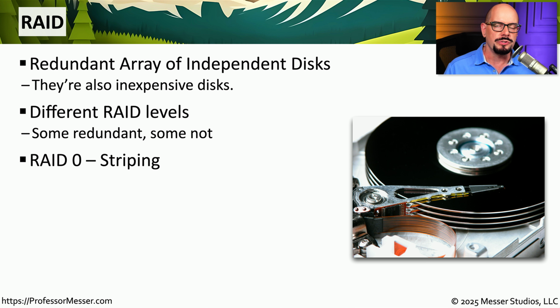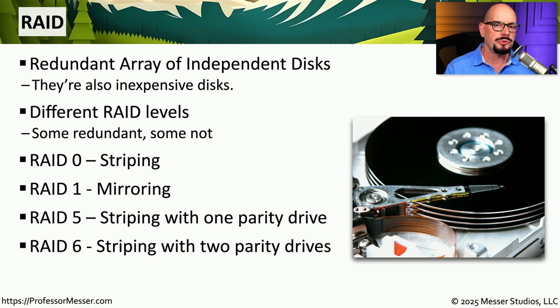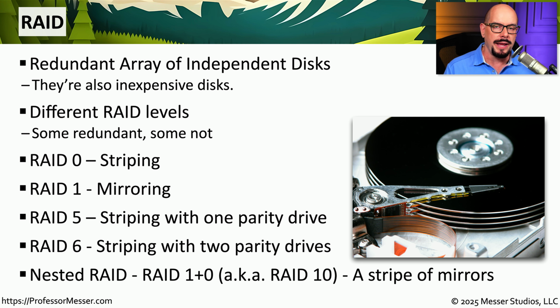You might also hear this referred to as striping. RAID 1, which is mirroring. RAID 5, which is striping with a single parity drive. We'll also look at RAID 6, which is striping with 2 parity drives. And we'll also look at nested RAID, which are 2 RAIDs combined together, specifically RAID 1 and RAID 0. Sometimes you'll see this written as RAID 10, and it refers to a stripe of mirrors.